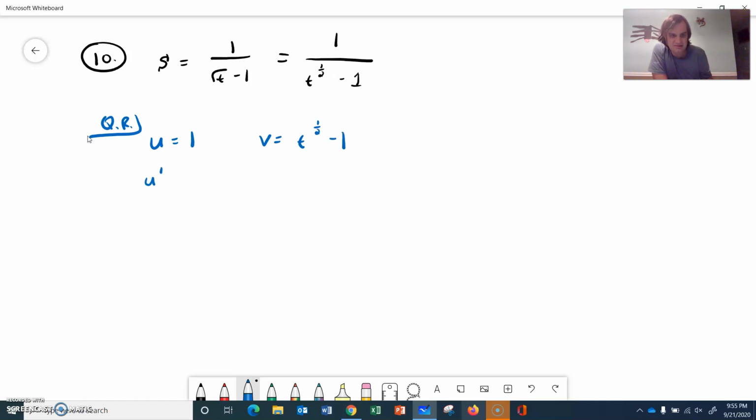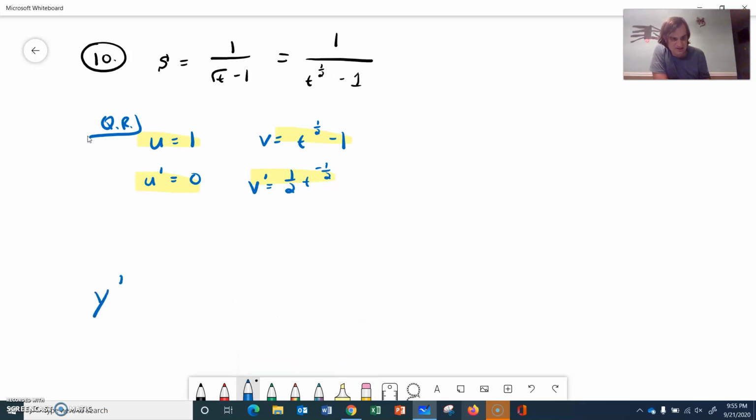So derivative of u, derivative of 1 is 0. Derivative of v is 1/2 t to the -1/2. And of course the minus 1 goes away in the derivative. So they're all pretty obvious here, but I've got all the parts of my quotient rule. So let's put that back together.